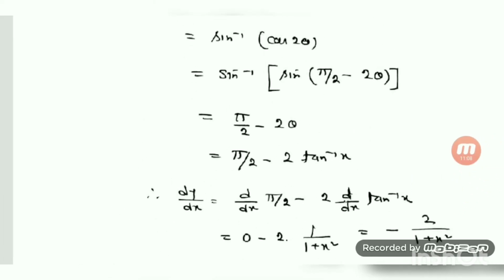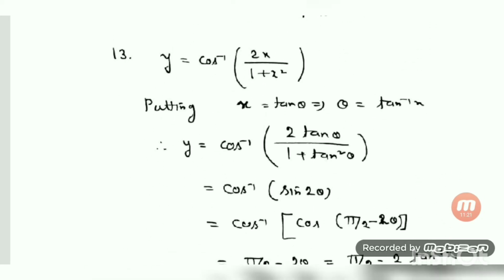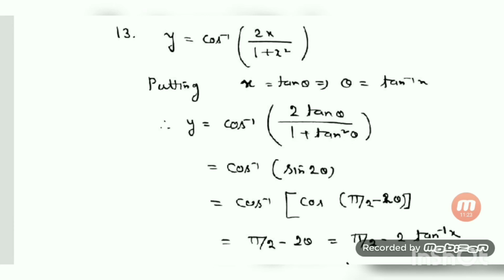So here this step is important. Here you see how we convert this cos in terms of sine with the help of associated angle. Remember, don't use the formula root over 1 minus sine square theta. That will not help you. Understand? Now go to question number 13.